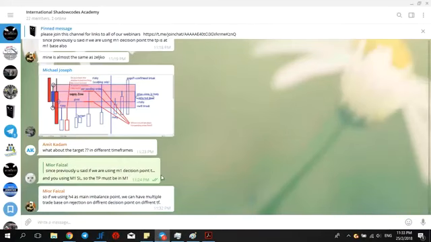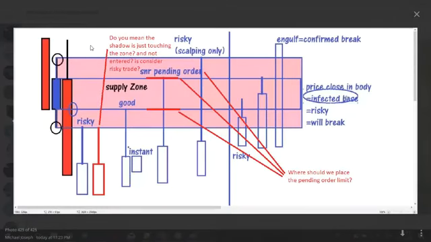Let's see what picture this is. Do you mean the shadow just touching the zone and not entering is considered a risky trade? Okay, this is risky because we are waiting for the first imbalance rejection. We are waiting here. Let me save this picture.